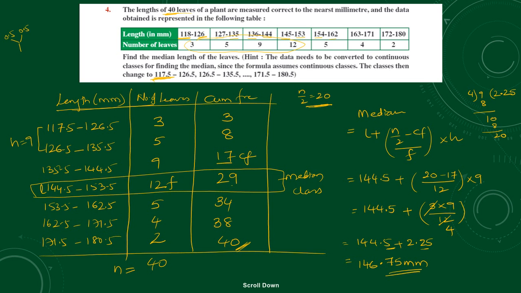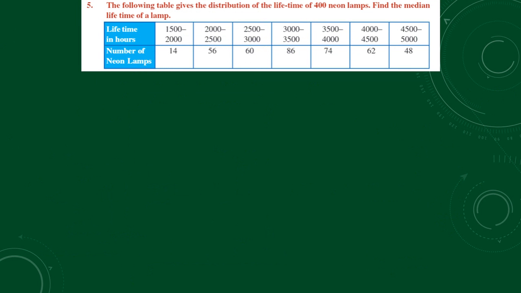Next, moving on to one more question. Question number 5, you need to find out the median of the lifetime of a lamp. So for this, if you observe clearly, 1500 to 2000, 2000 to 2500, 2500 to 3000. On writing down the values, we have lifetime in hours, and next the number of neon lamps.